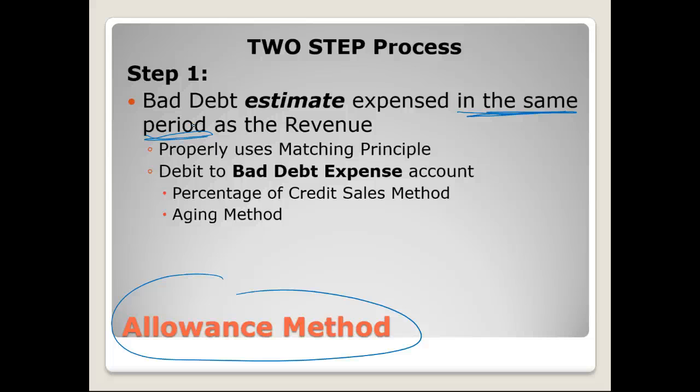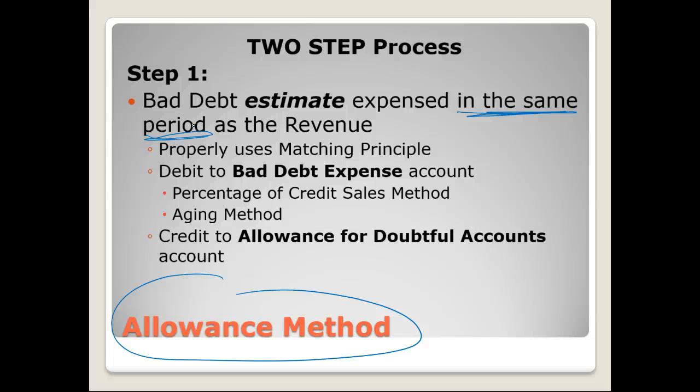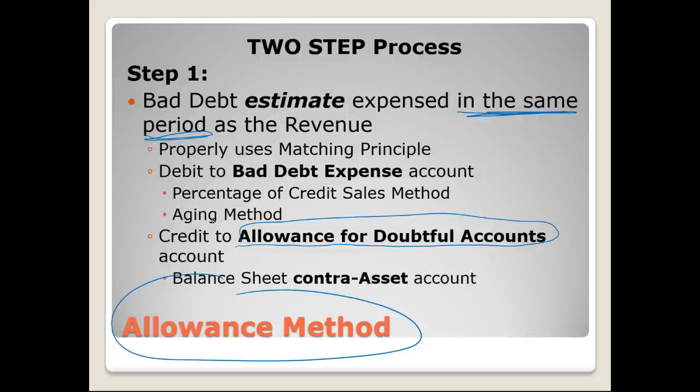After I've debited bad debt expense, I will have to credit this new account that we're introducing called the allowance for doubtful accounts. Now, what on earth is the allowance for doubtful accounts? Well, it's like a holding pen for my estimates of bad debt so that I can have it sit somewhere on my balance sheet. It's actually a contra asset account, another one of these contra accounts, and it'll sit there until I've determined that there actually was a default, and then I can reduce my accounts receivable and clear out that allowance for doubtful accounts.